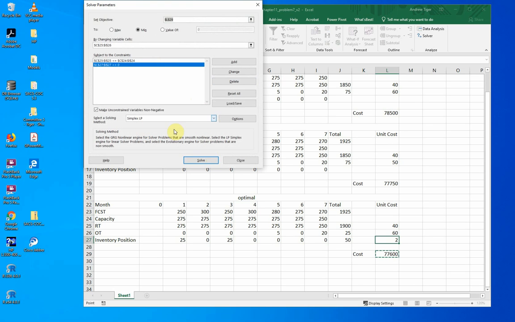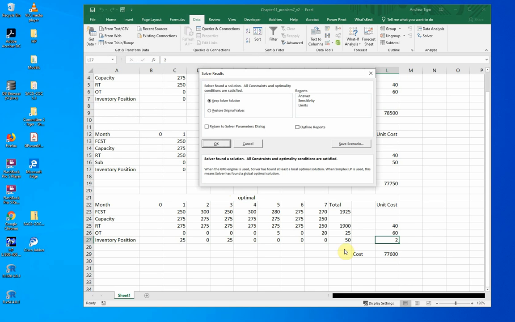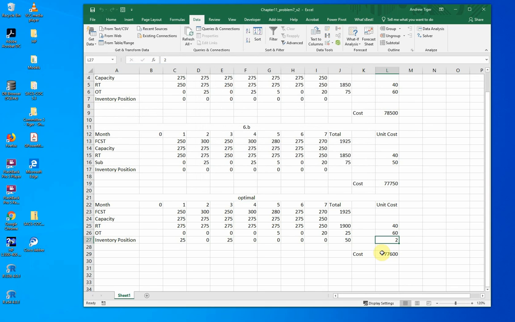oh, and make sure you use the simplex LP, which is assuming that you have linear equations, which you do, you hit solve. This is what it turns out to be. I found a solution that is cheaper than this one.